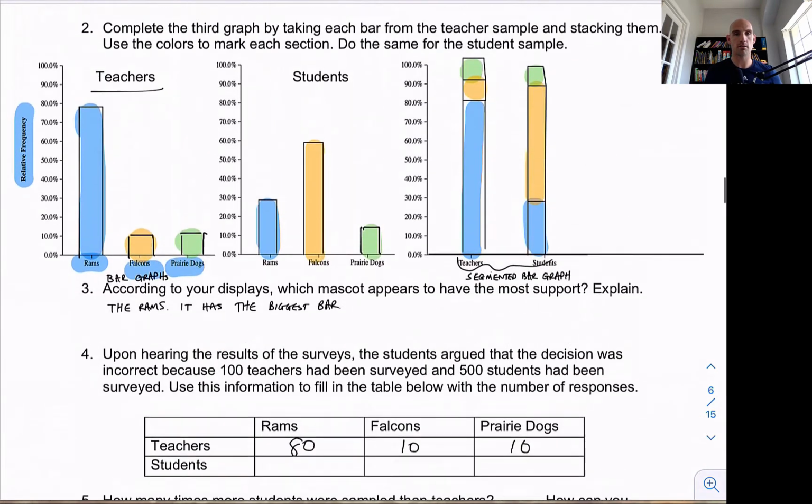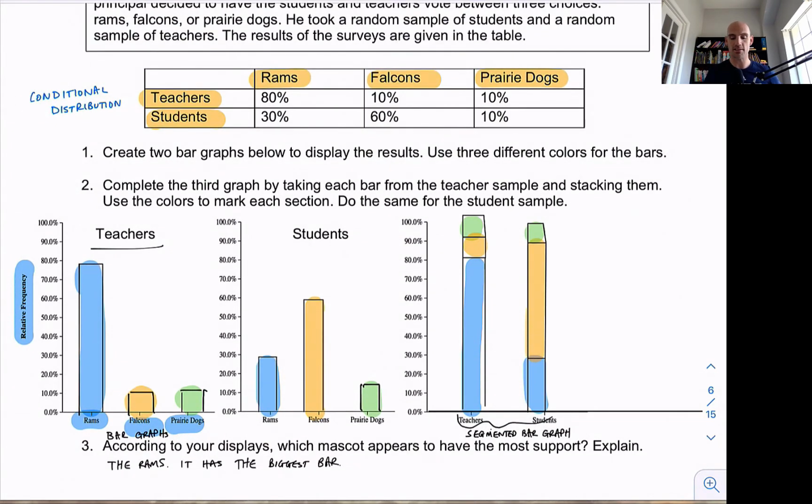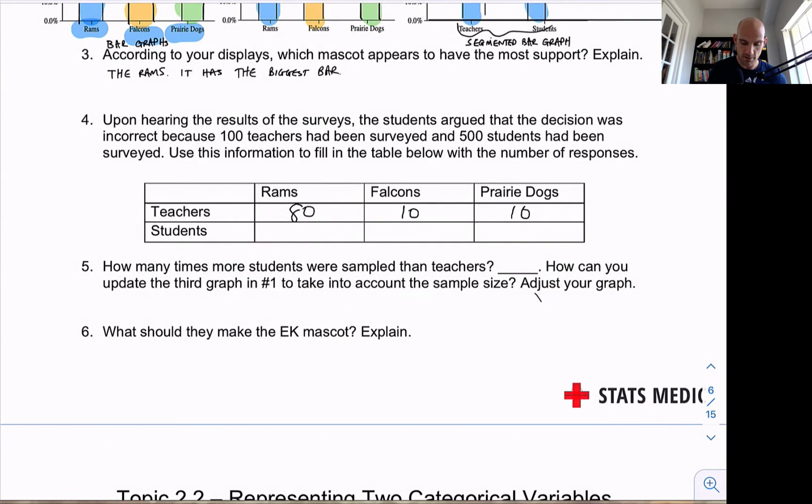When we compare the 500 students and the 30, 60, and 10%, I'm going to write those down just for reference. This is 30%. This was 10%. No, 60%. And this was 10%. Those are just for reference. I'm actually going to erase those. Let's look at what that would look like. Well, 30% of 500 would be 150. So hopefully you begin to see where the discrepancy might come from, why these students might be a little bit upset. 60% for Falcons would be 0.6 times 500, which would give us 300 here. 10% for the Prairie Dogs would be 50.